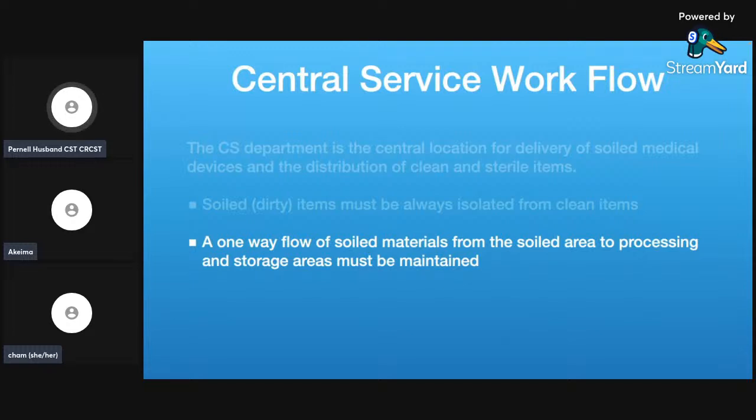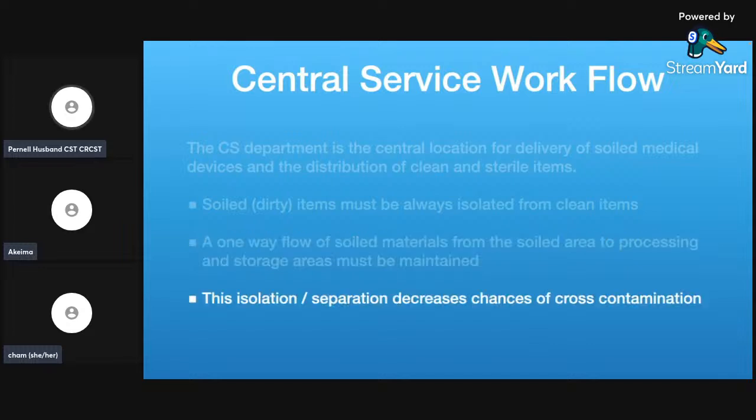We're going to take the dirty stuff from the operating room directly to where it needs to go, which typically involves some sort of a dumb elevator, a dirty elevator. It's designated as such. The items go into that elevator and they go directly to the central service area in an area called the decontamination area. But I'm getting ahead of myself. So a one-way flow is really important, and we'll be coming back to that one-way flow.